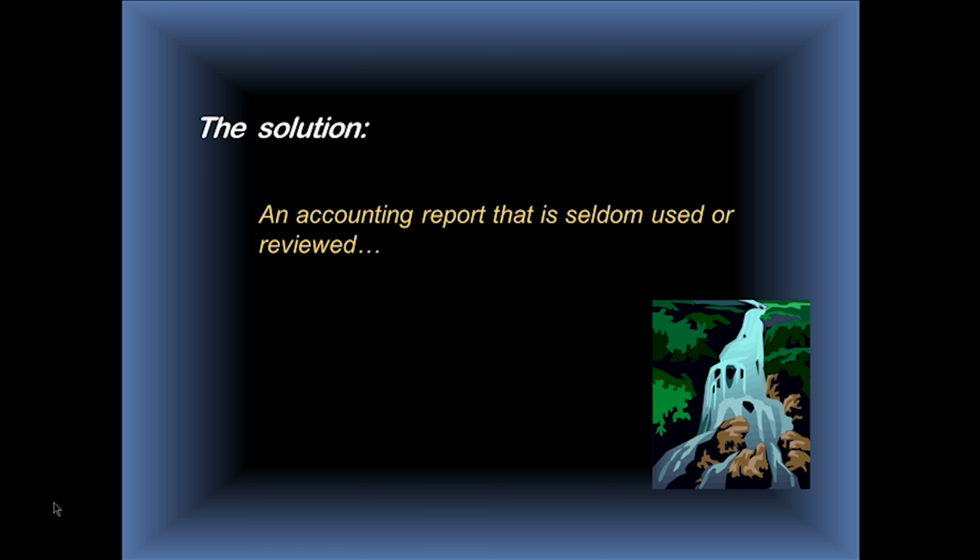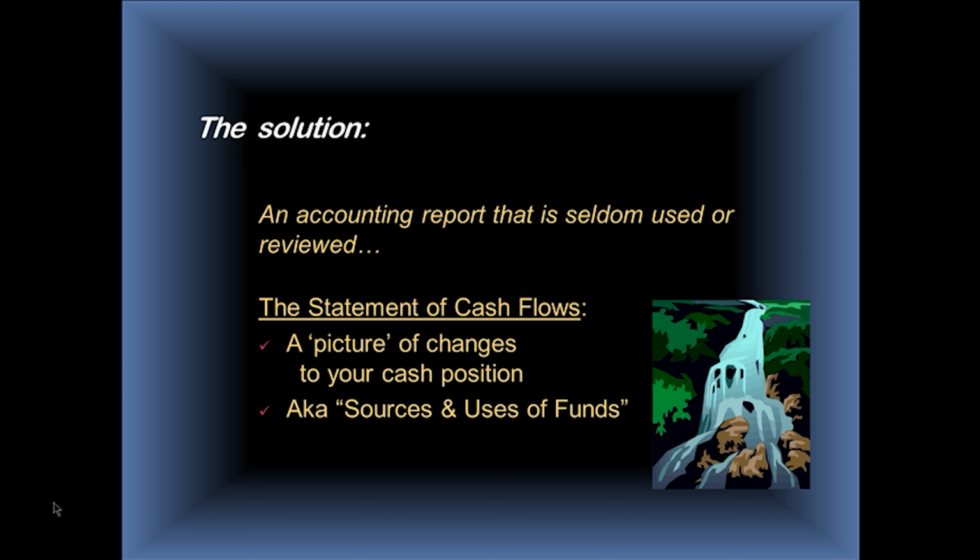So the solution is that we either look at existing reports in QuickBooks or take a look at an accounting report that's seldom used or reviewed but is available in QuickBooks. It's called the Statement of Cash Flows. This is a report that gives you a picture of changes in your cash position, and it rolls forward from what your profit and loss is into what your ending cash balance is at the current time. Accountants like to call this sources and uses of funds, and we'll be referring to that phraseology as we go through here.